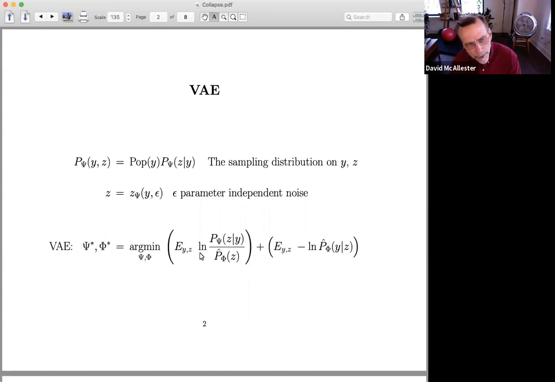If we look over here, this is a log of a ratio. If we separate that, the part that depends on P phi of Z is also a cross entropy. We're sampling a pair Y, Z, which means we're sampling Z from the marginal distribution on Z under this joint sampling distribution. And if we look at this cross entropy, the optimum is the actual marginal under universal expressiveness. So this can be viewed as an approximation of the marginal onto Z of the sampling distribution.